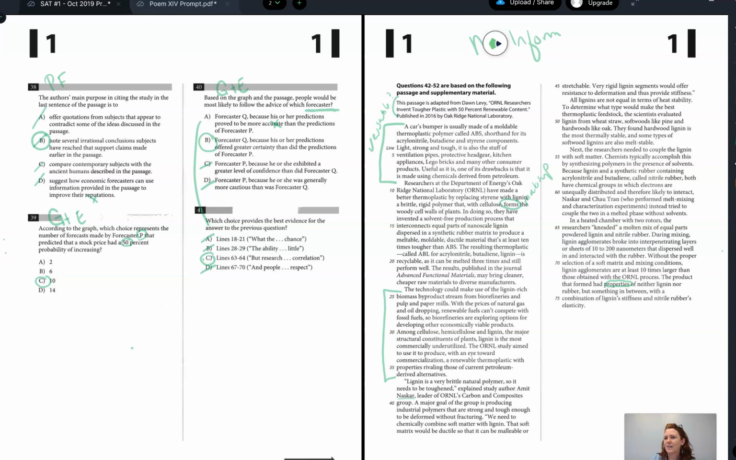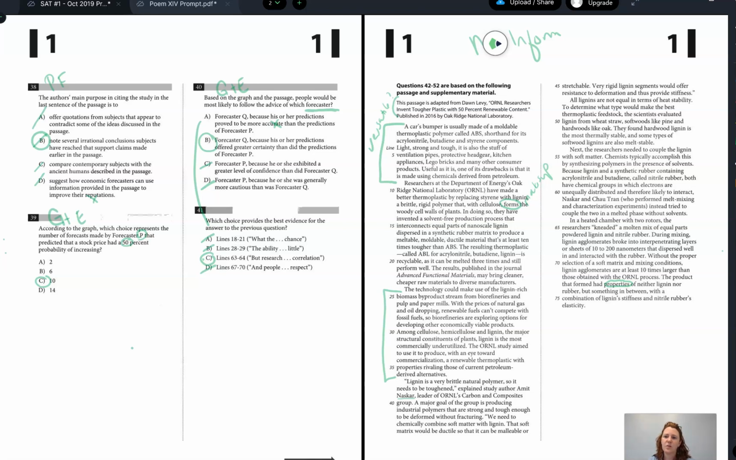Very rigid lignin segments would offer resistance to deformation. I wonder if that's like the recycling process, and thus provide stiffness. All lignins are not equal in terms of heat stability. To determine what type would make the best thermoplastic feedstock, the scientists evaluated lignin from wheat straw, softwoods like pine, and hardwoods like oak. So we found plant material from 3 different plant families. They found that hardwood lignin is the most thermally stable, and some types of softwood lignins are also melt stable.